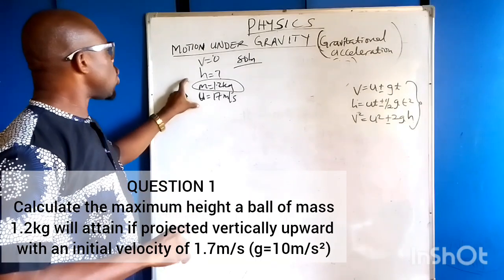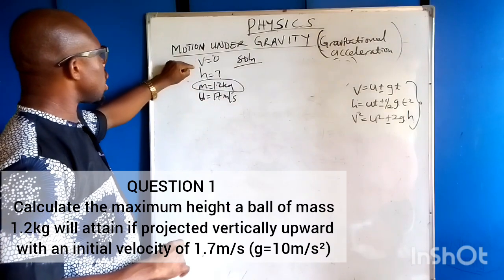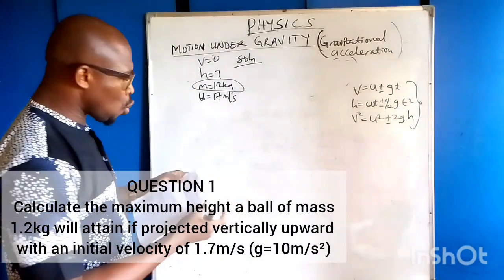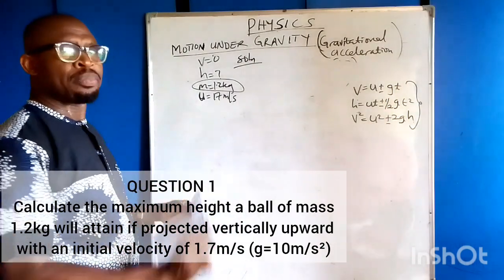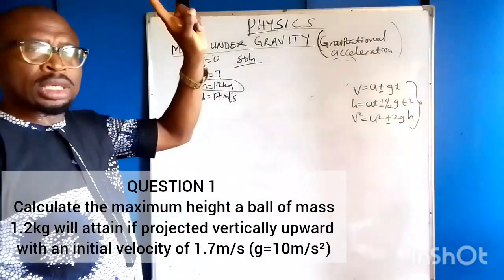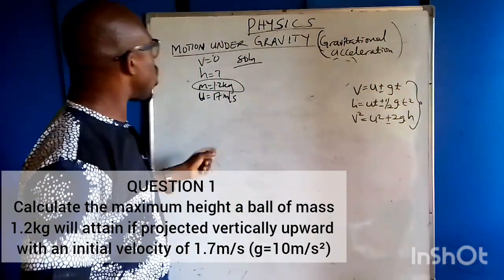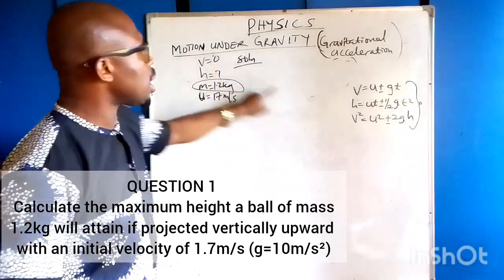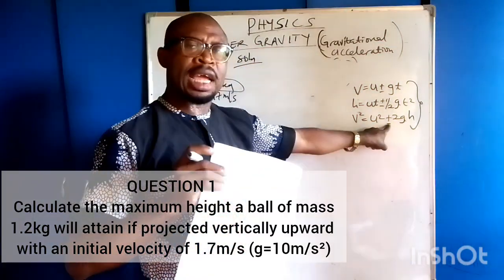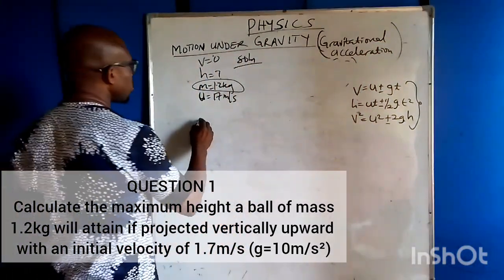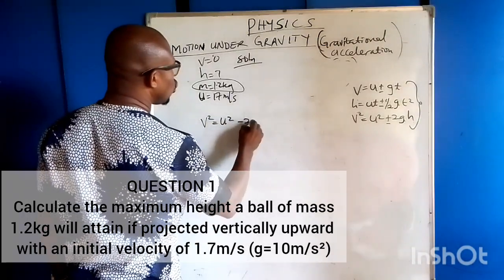Now, which of those equations will take care of v, h, and u? Remember, the question says maximum height, the body was projected upwards. So if it is upwards, you now have that acceleration becomes negative. The only equation that will take care of u, h, and v is this second one, because g is minus. So we'll take this one, which will now give us v squared is equal to u squared minus 2gh.